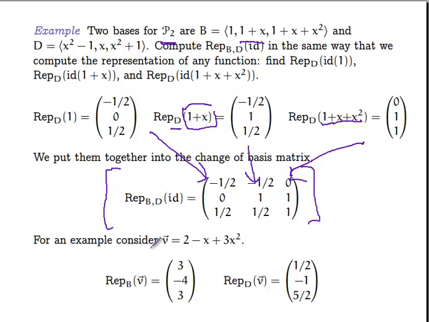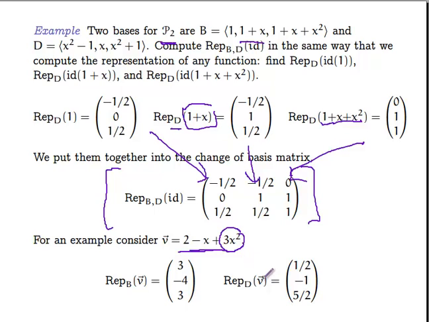And let's see if this works. Well, consider this polynomial 2 minus x plus 3x squared. I need to represent this polynomial in terms of this basis. Well, because this is 3x squared, I must have 3 in the last component here. So that will give me 3 here. And you can work your way backwards to find the other components of the representation.